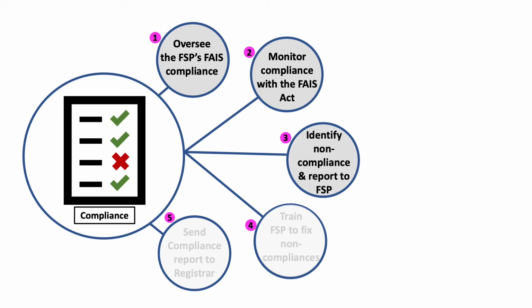3. To identify issues of non-compliance within the FSP and bring those to the attention of the FSP. This can be done by preparing written reports for the FSP on a regular basis. A compliance officer must also physically visit the premises of the FSP from time to time to inspect the FSP's operations. 4. To train the FSP on how to rectify the non-compliance issues. And 5. To communicate with the registrar by means of an annual compliance report.